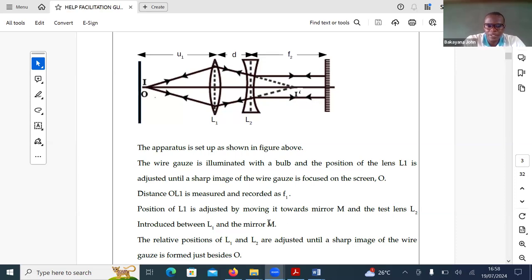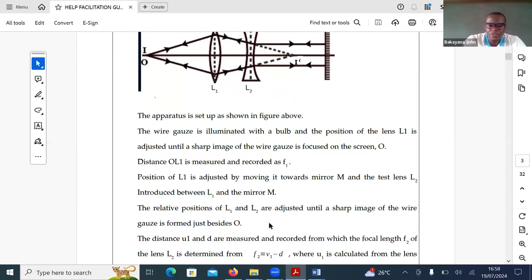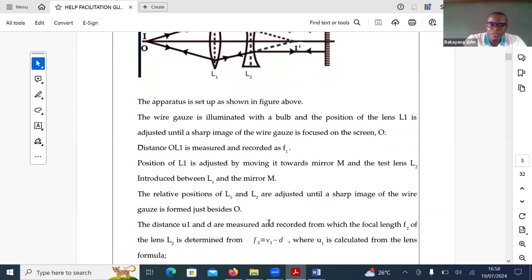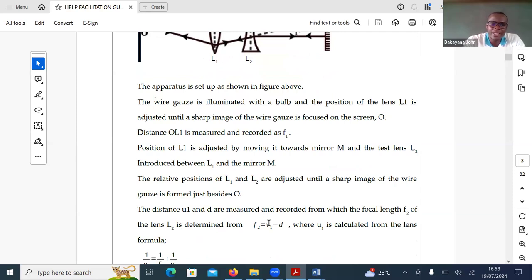Okay, now you can mute. So we are saying that the relative positions of L1 and L2 are adjusted until a sharp image of the wire gauze is formed just beside O. That's what we talked about. L1 is the convex lens, L2 is a concave lens. So we basically adjust L2 until we have the image coinciding with the object, the image of the wire gauze.